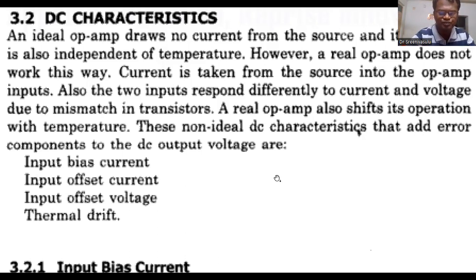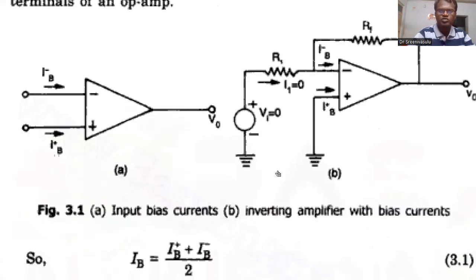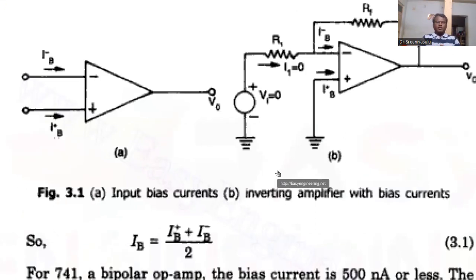Now you see this input bias current circuit diagram. Consider this op-amp. There is an IB plus and IB minus. What is the meaning of IB plus and IB minus? IB plus is the base current drawn by the internal transistor at the non-inverting terminal, and IB minus is the current drawn by the base of the internal transistor at the inverting terminal. Generally, in an ideal op-amp, both IB plus and IB minus are 0.